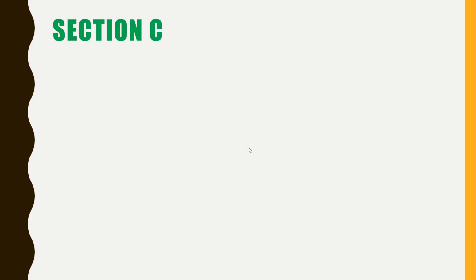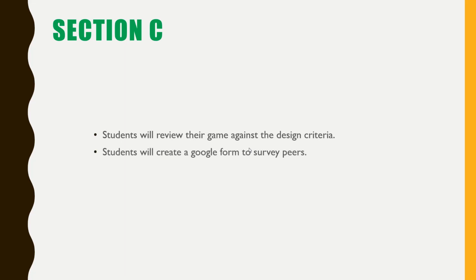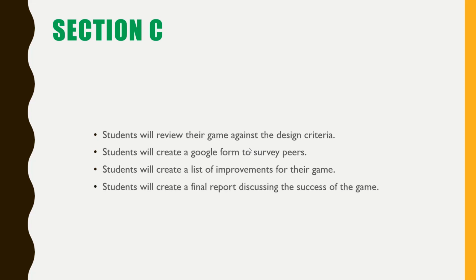Okay. For section C, students will need to review their game against the design criteria. Students will then need to create a Google form to survey their peers. Students then will create a list of improvements for the game, and then finally a final report discussing the success of the game.